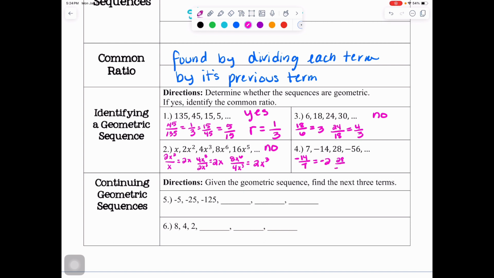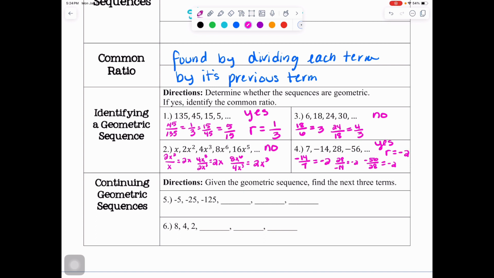28 over negative 14 is negative 2. Negative 56 over 28 is negative 2. So there is a common ratio. It's the same every single time. So yes, this is geometric. And r is equal to negative 2.